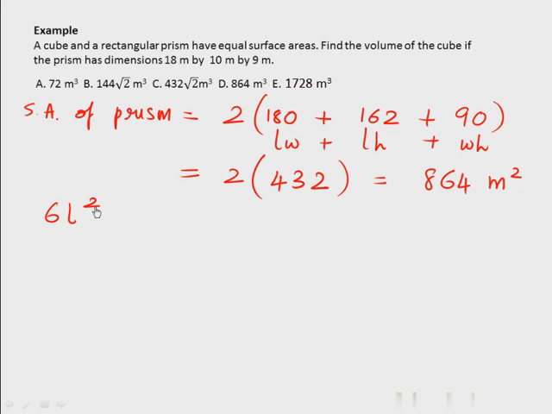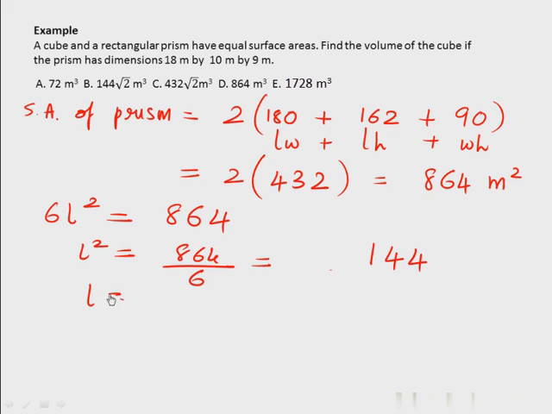It's given that the surface areas are equal. So 6L square, which is the surface area of the cube, is also equal to 864. So L square is 864 divided by 6, that's 144. So L turns out to be 12. Root of 144 is 12. I have the length of the cube. It's 12 meters.